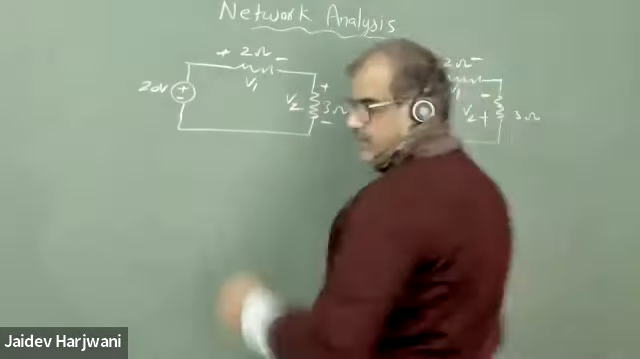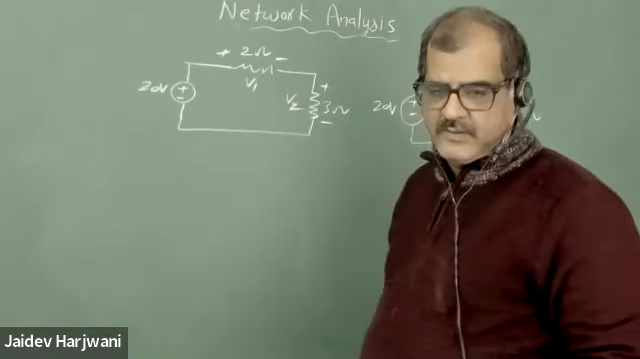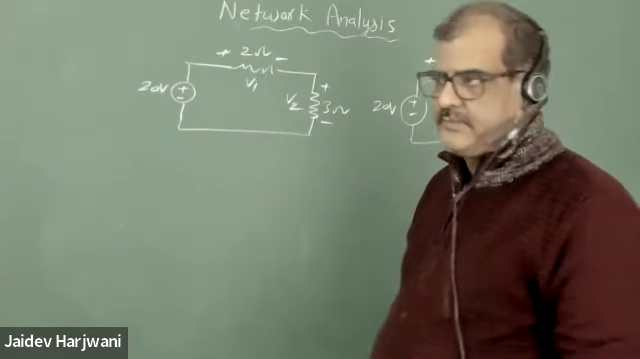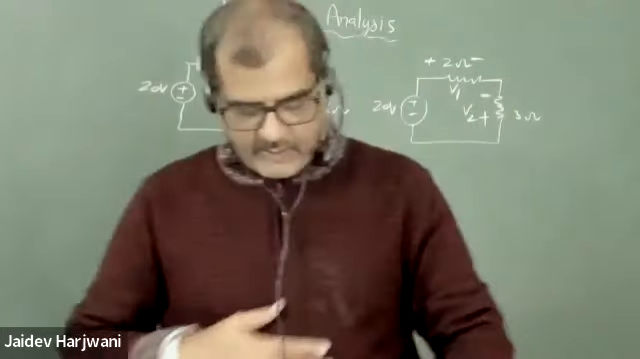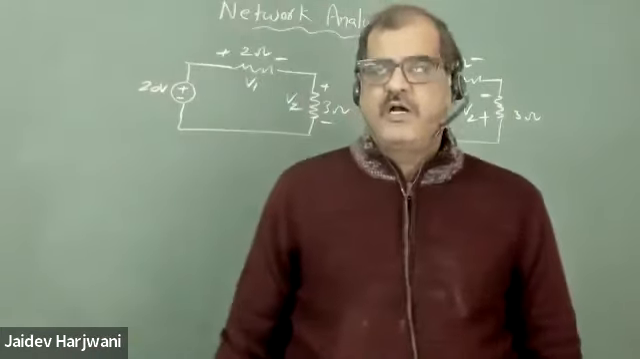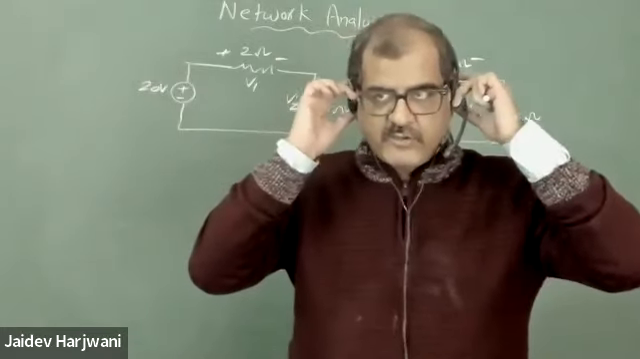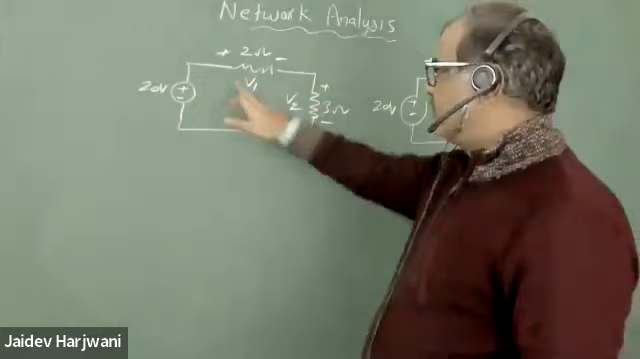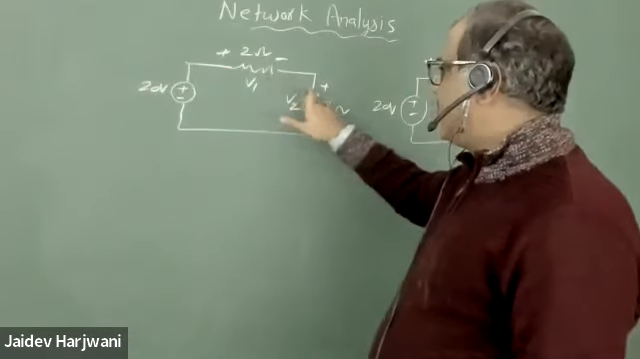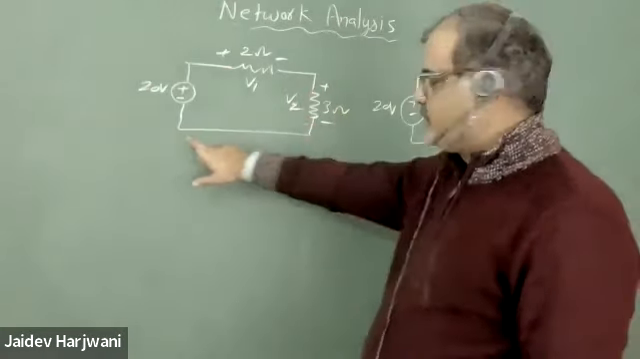Sir, how does negative come there? You are deciding whether it is positive or negative. How can I decide? I cannot decide. Current always flows from higher potential to lower potential. So this is always higher potential and this is lower potential; this is higher potential, this is lower potential, and this is zero potential.